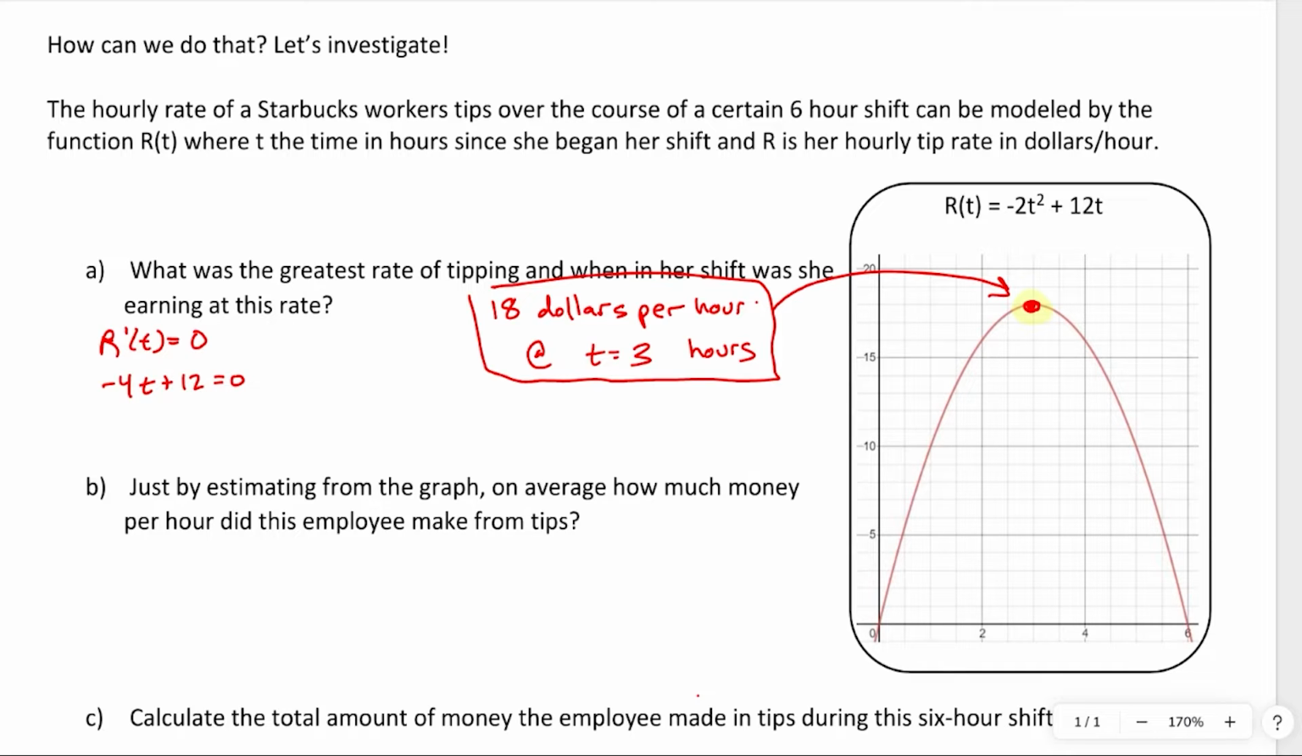All right, subtract 12 from both sides. We get negative 4t equals negative 12. Divide both sides by negative 4, we get t equals 3. So it's nice when the graph jives with the algebra there. So yeah, it is at t equals 3. And then, like I said before, you could just substitute that back into the original equation to figure out what the y value is. So negative 2 times 3 squared plus 12 times 3 is going to be 18.